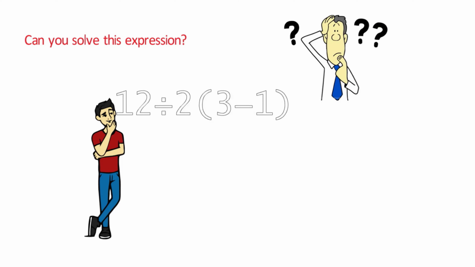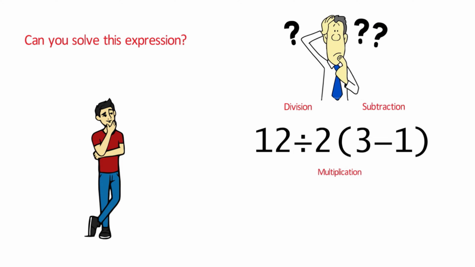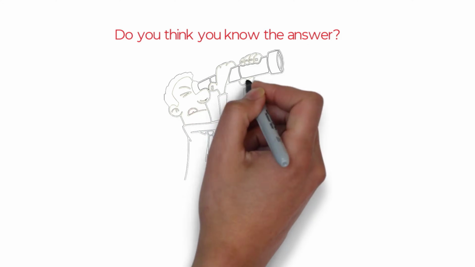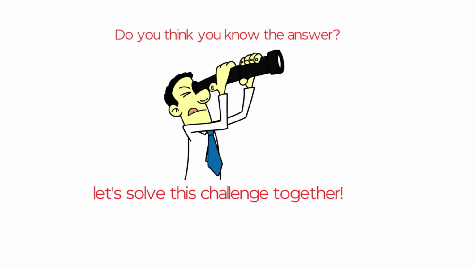There are three operations here: division, multiplication, and subtraction. All you need to determine is which one to do first, second, and third. Do you think you know the answer? Let's continue and get it solved together.